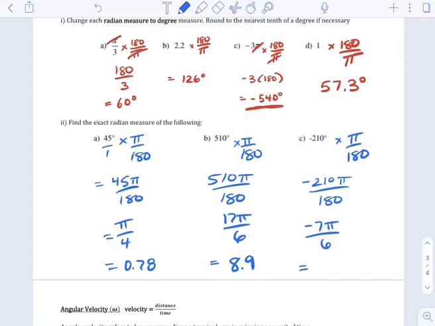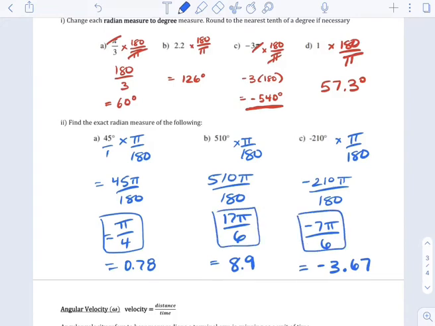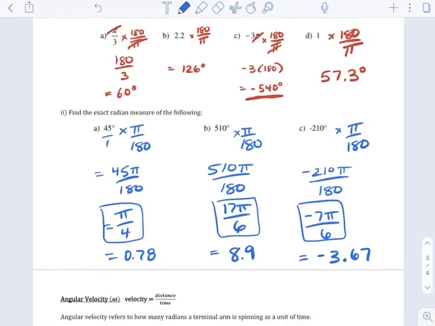By the same idea, putting it into our calculator, negative 7 pi divided by 6, here we get negative 3.67, around it. And that's in terms of radians. Now, normally you're going to see it either as a fraction with the pi sign in it, or you may see it as a decimal. Both are okay. So now let's use this idea.